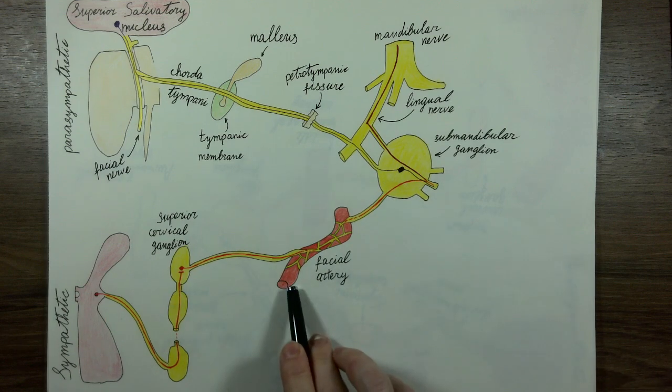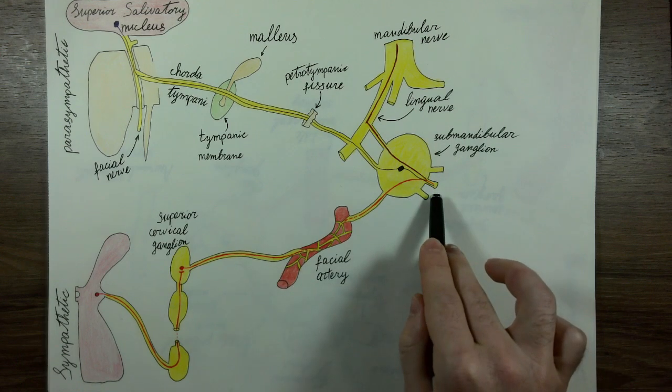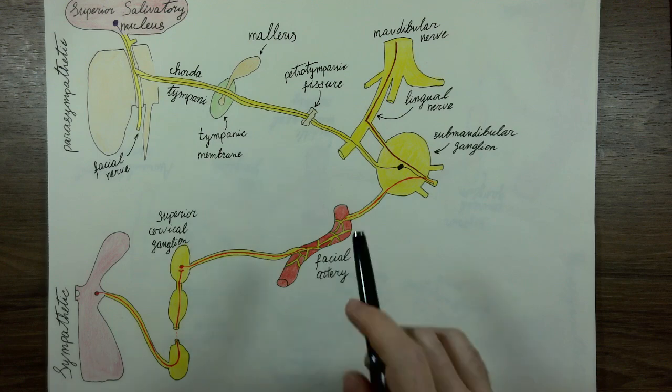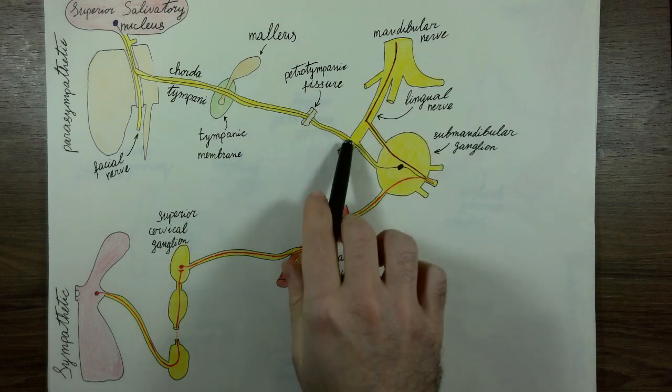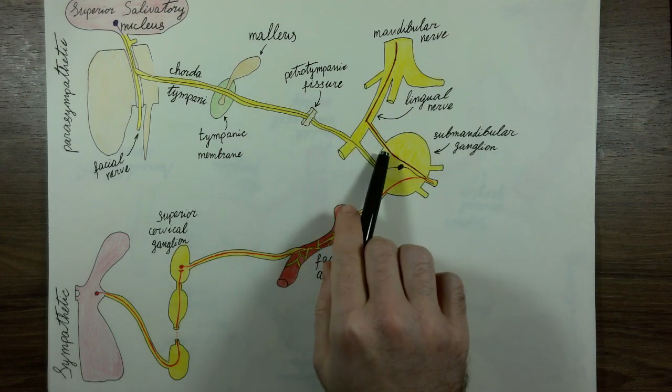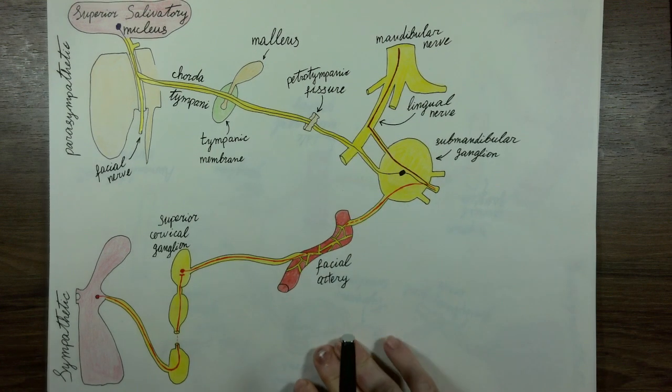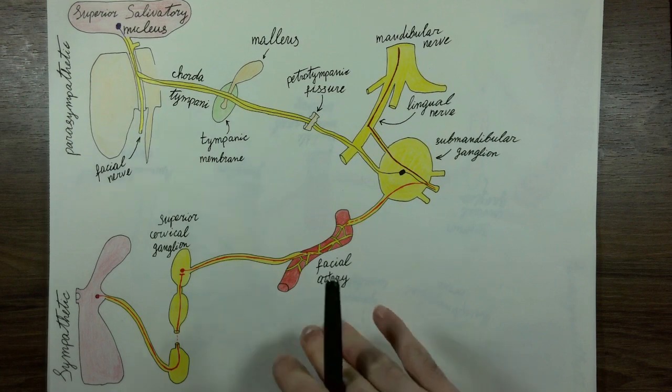In this case, the closest artery to the submandibular ganglion is the facial artery, so it would use the facial artery. And as with the other two ganglia which we discussed earlier, ciliary and sphenopalatine, this one as well can get some somatosensory fibers from the lingual nerve. And that's pretty much it. Not very difficult.